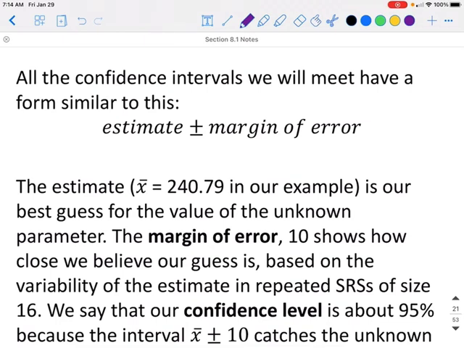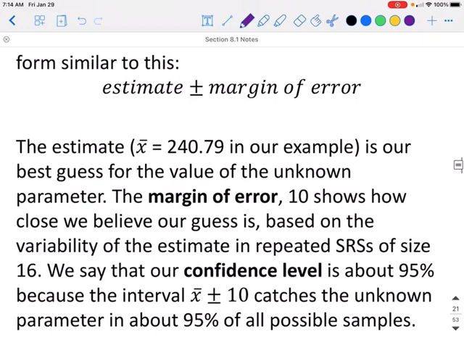So you're going to take whatever your estimate is, and you're going to plus or minus your margin of error. The estimator, in this case, which was our 240.79, is our best guess for the value of the unknown parameter. The margin of error, which in this case will be 10, shows how close we believe our guess is. Based on the variability of the estimate in repeated samples of size 16, we say that our confidence level is about 95% because the interval of x bar plus or minus 10 captures the unknown parameter in about 95% of all possible samples.